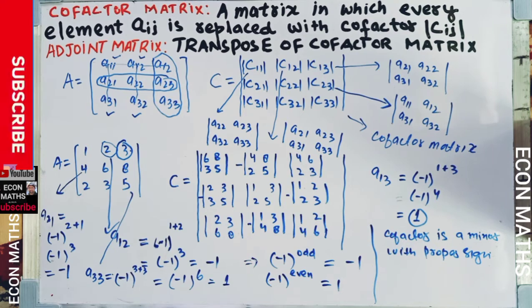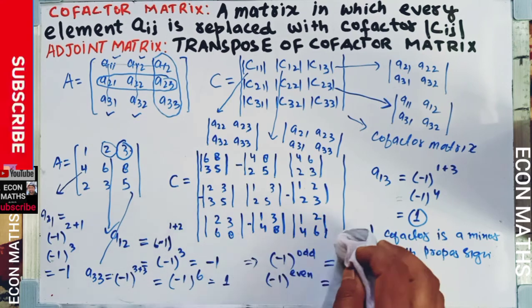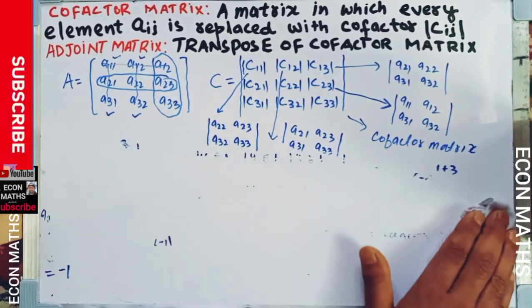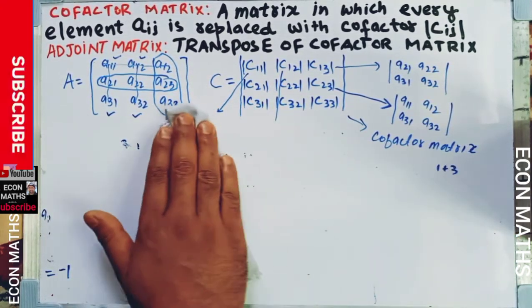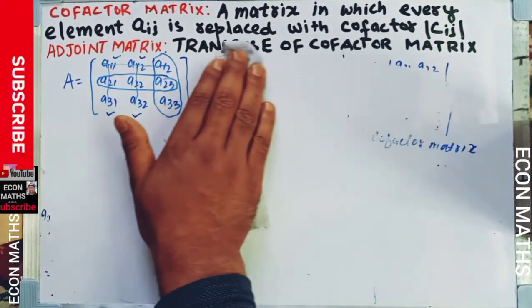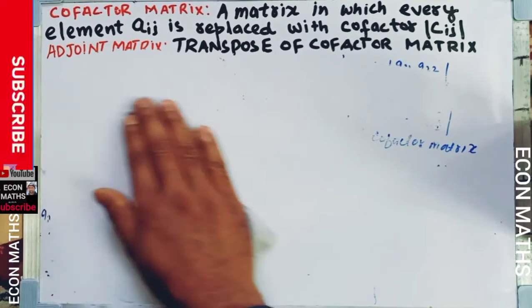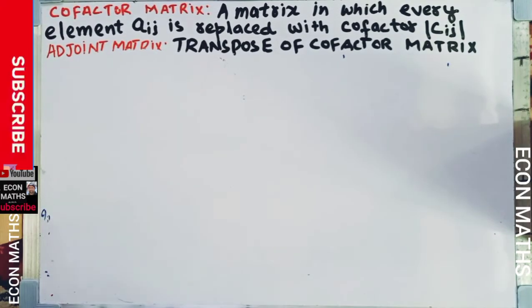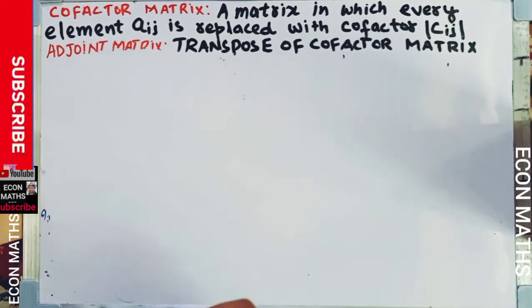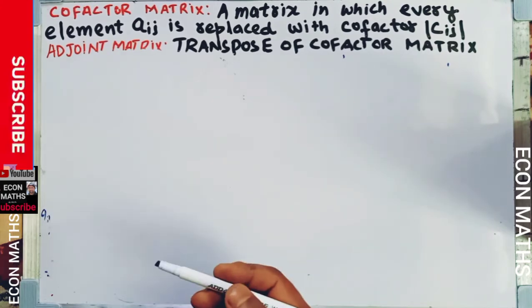Now this was all about the cofactor matrix. Now the adjoint. We will see the adjoint matrix. The transpose of the cofactor matrix is called the adjoint matrix.